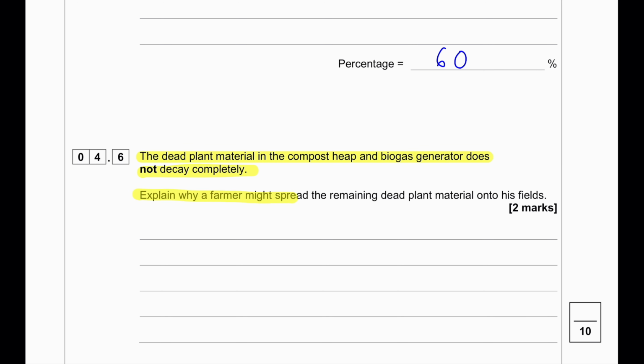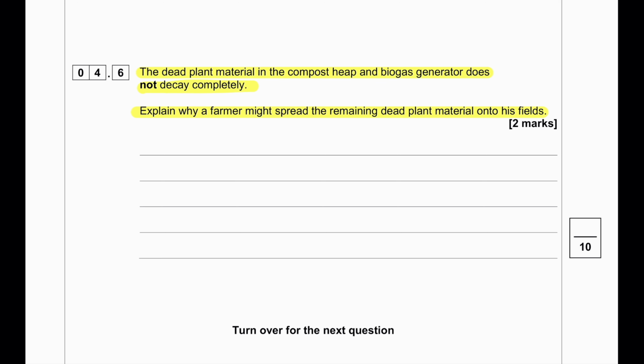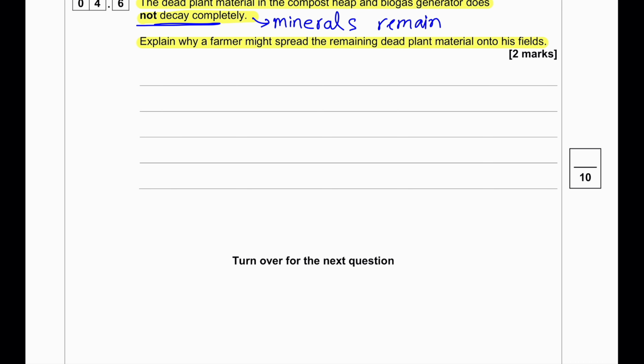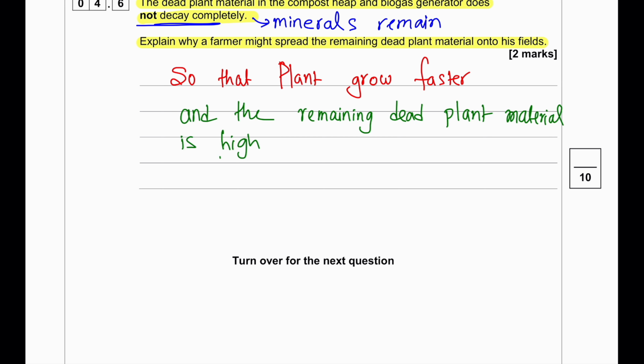The dead plant material in the compost heap and biogas generator does not decay completely. Explain why a farmer might spread the remaining dead plant material onto his field. Even after decomposition, minerals remain, so those minerals can benefit the farmer's field. And the material that doesn't decompose completely can decay further to release more mineral ions later. So we can write the answer: the plants grow faster because further decay releases mineral ions and acts as fertilizer.